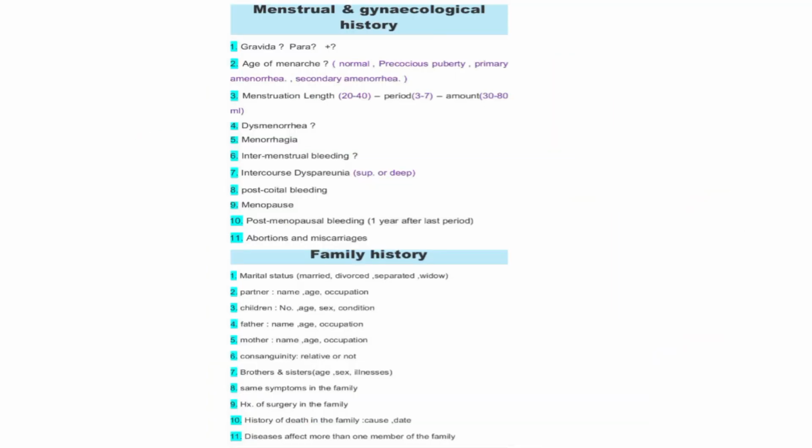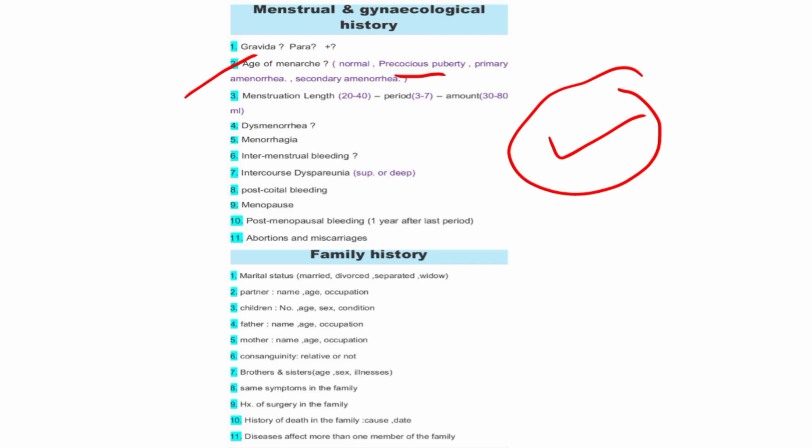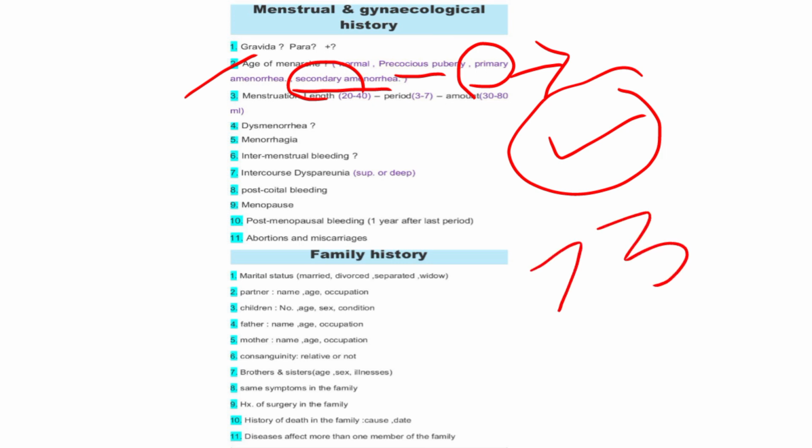Next, we have the menstrual and gynecological history. In case of females, this is very important. You can ask the age of menarche. Is it normal or precocious puberty, meaning before the expected age, or primary amenorrhea, in which there is a primary cause when the menstrual cycle does not start. In case of birth control pills used by females, this can cause secondary amenorrhea, when there is more than 3 months and the menstruation does not become regular.